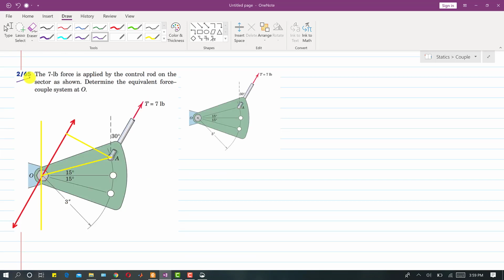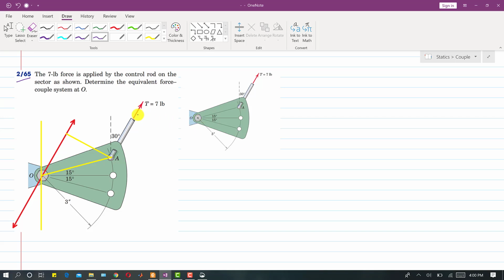The next problem that we are going to solve is problem 2.65. In this problem it is said that the 7-pound force is applied by the control rod on the sector as shown. So this is the sector, and this 7-pound force is applied to this sector at this point A, and this T equal to 7 pounds is making 30 degrees with the vertical line, the y-axis. So we need to determine the equivalent force couple system at this point O.